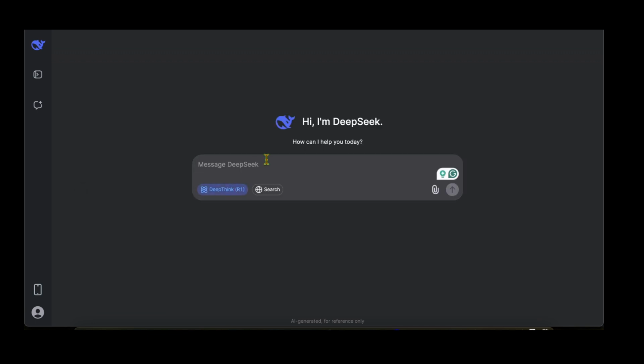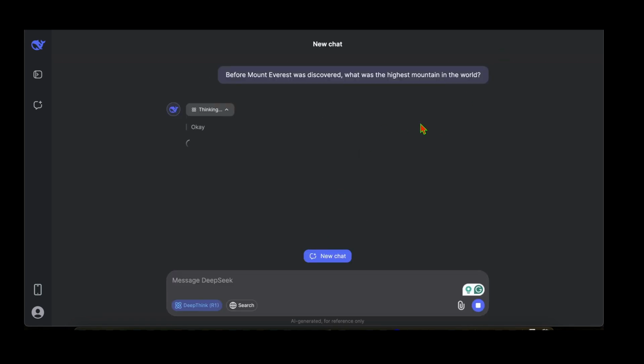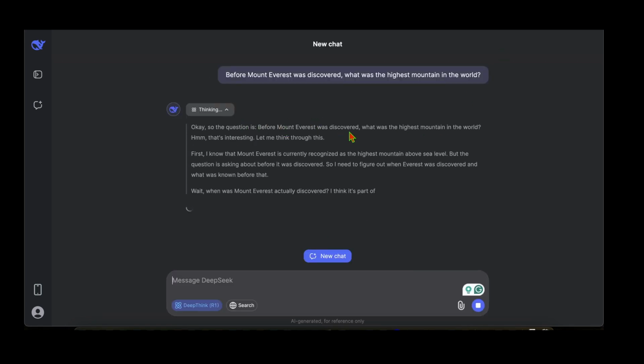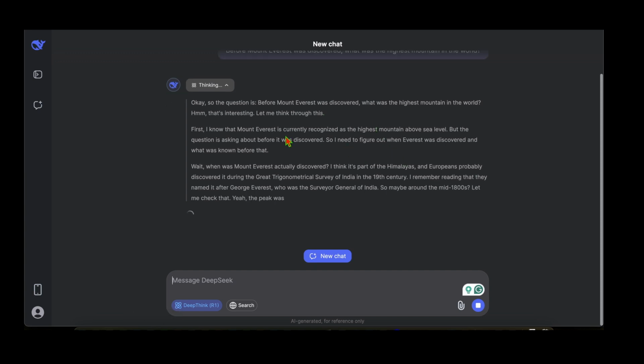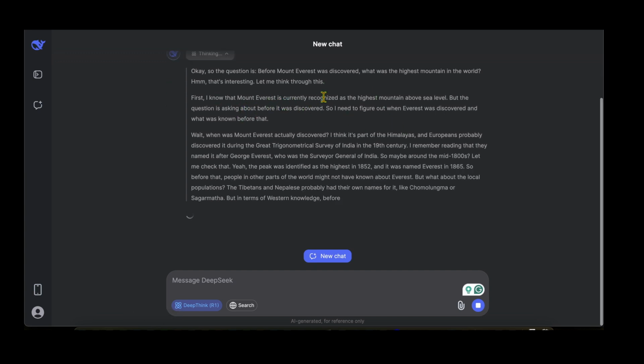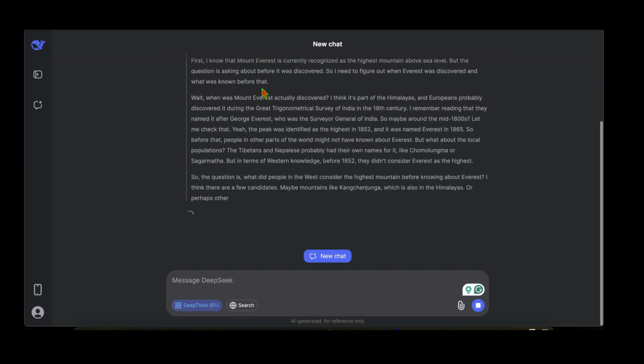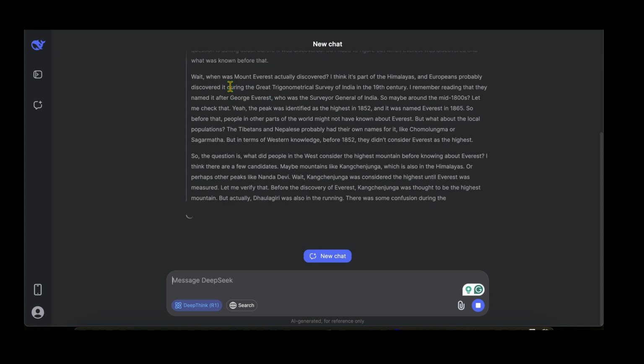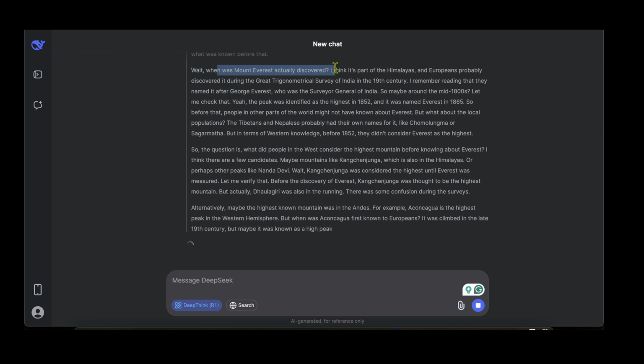I'm curious what it will do if we just activate Deep Think, and let's ask the same question just to compare how it goes. Okay, so it repeats the question every time when Deep Think is enabled. Then it says, first, I know that Mount Everest is currently recognized as the highest mountain, blah, blah, blah. Then wait. And it says, where was Mount Everest actually discovered?